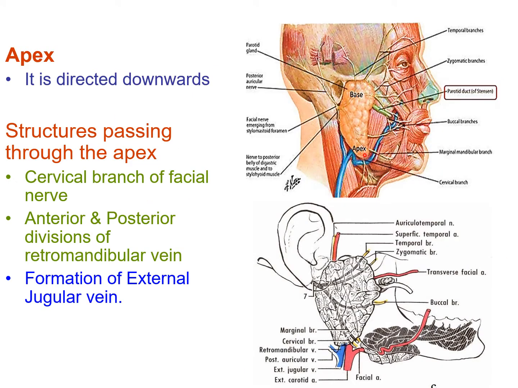Talking about the apex of the parotid gland, it is directed downwards and it is overlapping the posterior belly of digastric. The apex of the parotid gland appears in the carotid triangle. There are certain structures which are passing through the apex of the parotid gland. These are the cervical branch of the facial nerve, the anterior and the posterior division of the retromandibular vein, and the formation of the external jugular vein. So if we see here, at the apex of the parotid gland, the structures passing are the cervical branch of facial nerve, the anterior and the posterior divisions of retromandibular vein, and the formation of the external jugular vein.